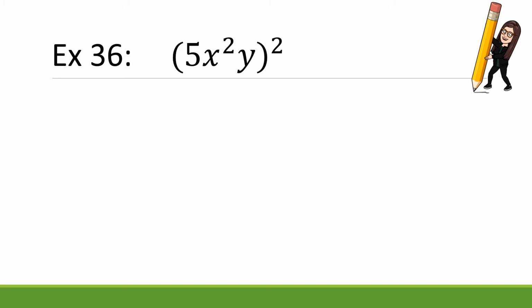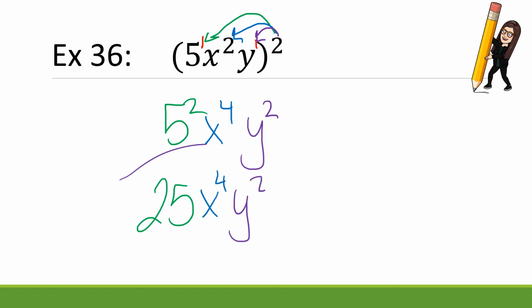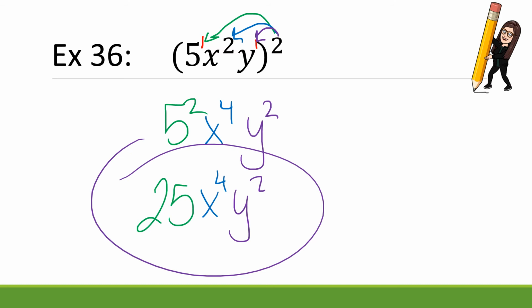Another one where I have 3 pieces. The 5 has a 1 and the Y has a 1. 2 times 1 is 2. 2 times 2 is 4. And 2 times 1 is 2. As always, if you can simplify, do so. 5 squared is 5 times 5. The x falls down, the y falls down, nothing special about those. So I'm done.